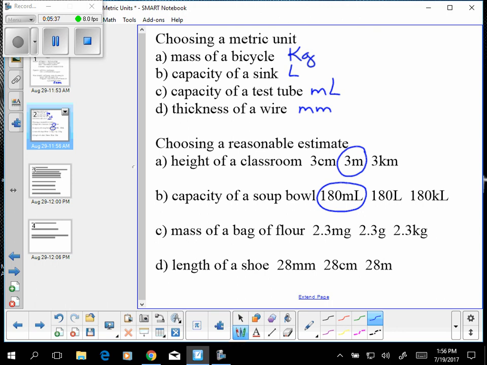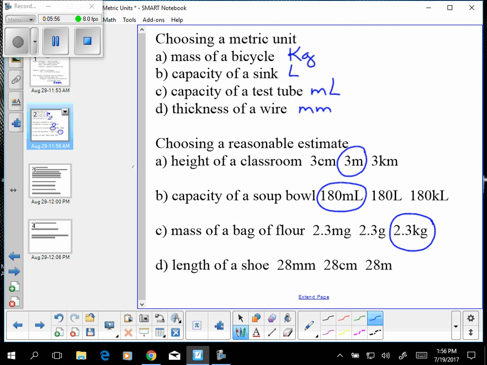Let's look at the mass of a bag of flour. A bag of flour, 2.3 milligrams. That would be 2.3 mosquitoes. That doesn't make sense. 2.3 paper clips? No, that doesn't make sense either. So the kilogram would make far more sense.